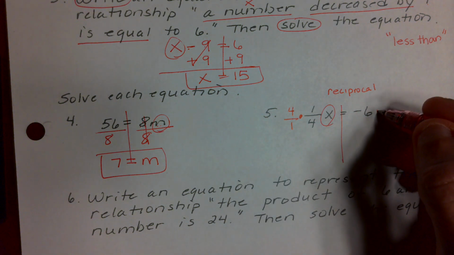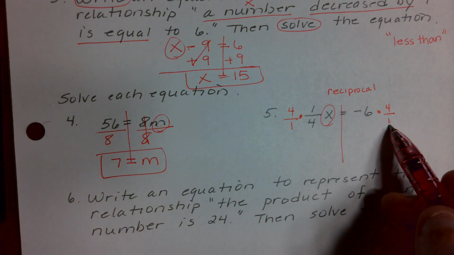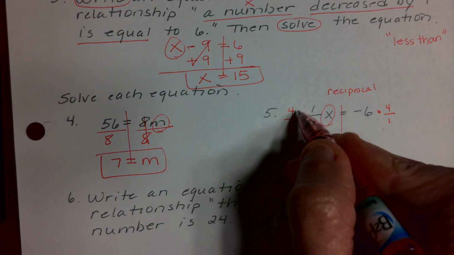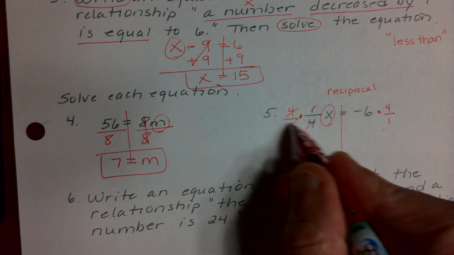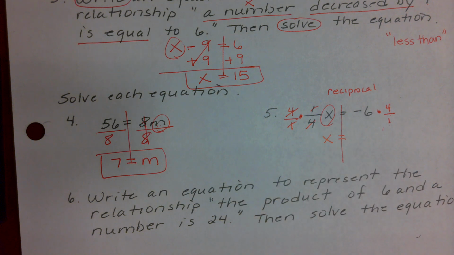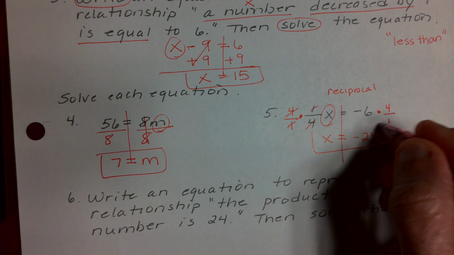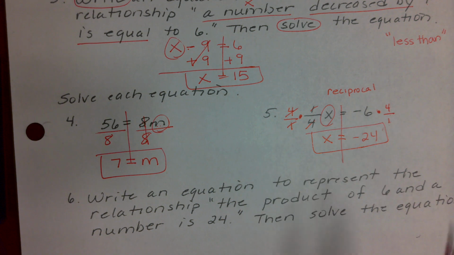Go to the other side, multiply by the reciprocal. And remember, 4 over 1 is just 4, so I don't necessarily need that part, but you can put it there if you'd like. These cancel, cancel, cancel. You're left with 1x, but you don't have to put the 1. And negative 6 times 4 is a negative 24. Make sure you're clear on your rules with adding and subtracting and multiplying, dividing negative values.